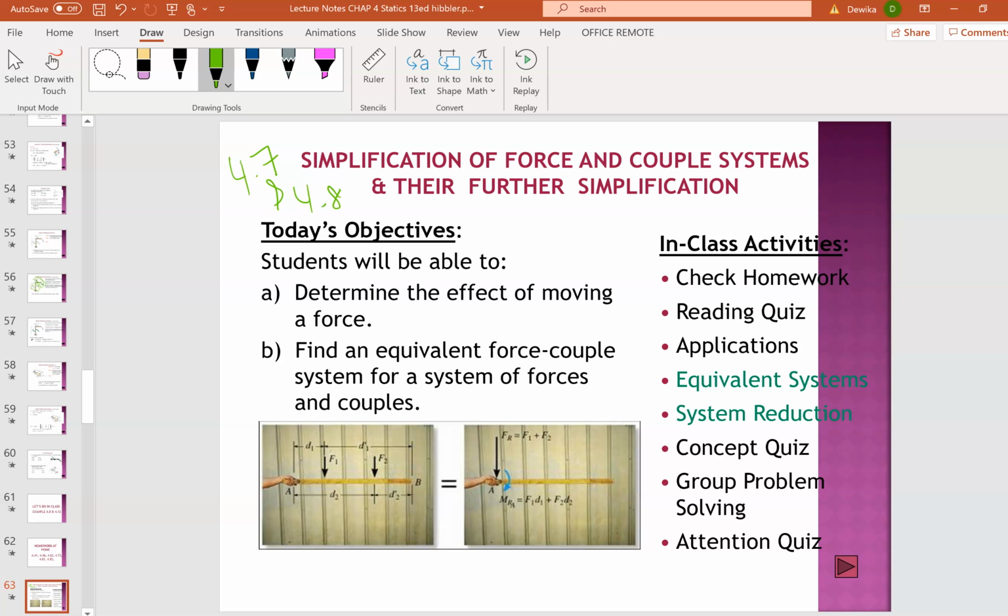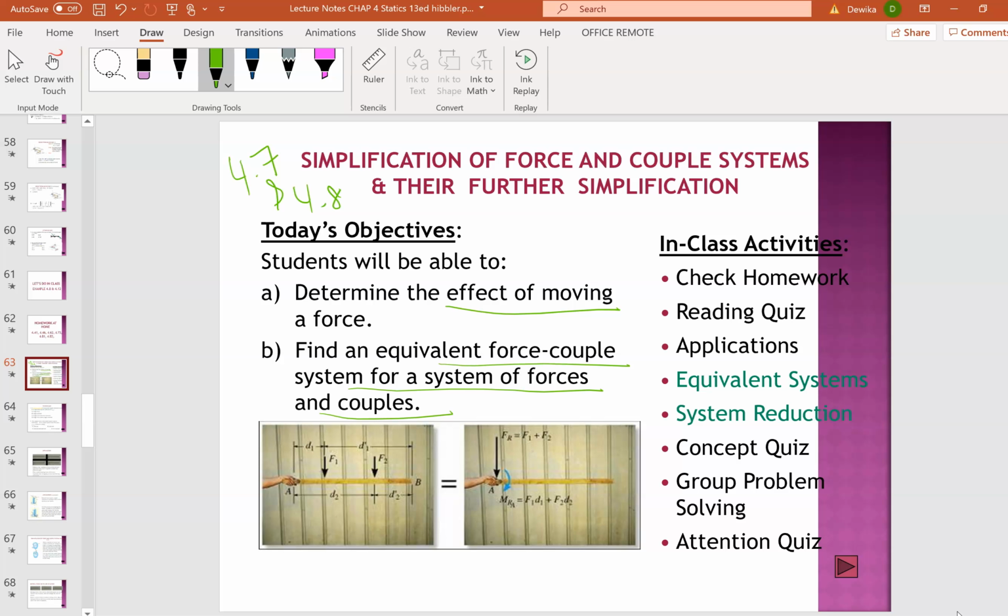So at the end of the lesson, you should be able to determine the effect of moving forces, and find the equivalent force couple system for a system of force and couple. So this chapter is specially designed to actually make your life simpler. So you just need to pay attention.